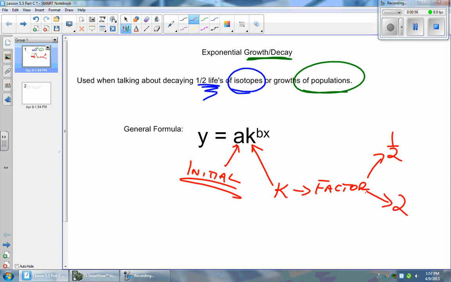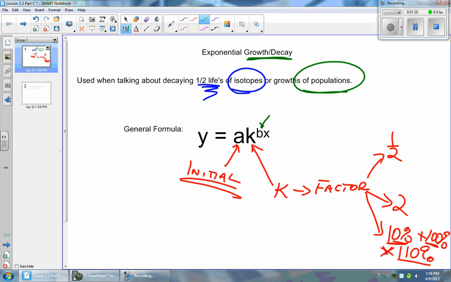Or maybe that factor could be some sort of percentage. If it's something like 10%, don't forget, you have to add it to the original amount. So like any good hockey player will tell you, you got to give 110%. There you go. So you're adding the original amount plus the amount that it's increasing by to give you your 110%.